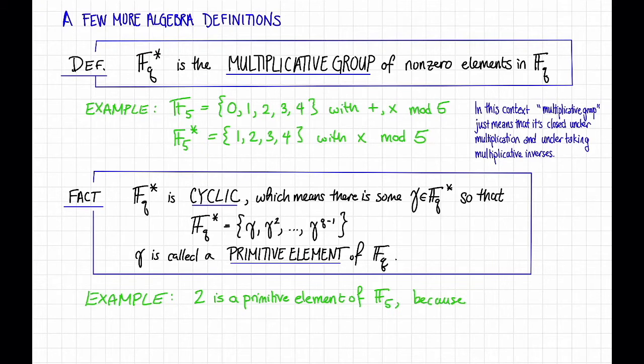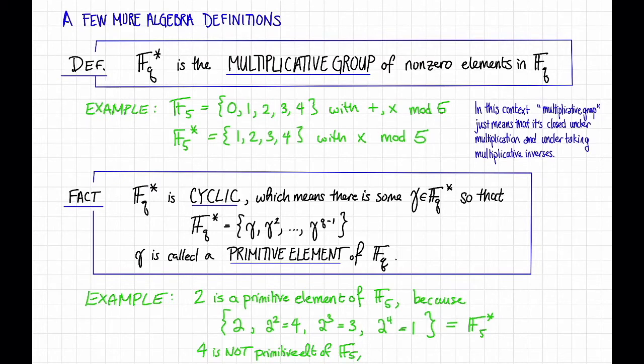Returning to our example, 2 is a primitive element of F_5, because if we take 2 and start powering it up, we get 2, and then 2 squared is equal to 4, 2 cubed is equal to 8, which is 3 mod 5, 2 to the 4th is equal to 16, which is 1 mod 5, and this set is equal to F_5 star. We've got 1, 2, 3, 4. On the other hand, 4 is not primitive, because if we take 4 and start powering it up, we get 4 squared equals 1, 4 cubed is back to 4 mod 5, 4 to the 4th is equal to 1 mod 5, and so on. So we're only ever going to get 1, 4, 1, 4, 1, 4. We'll never get 3 or 2.